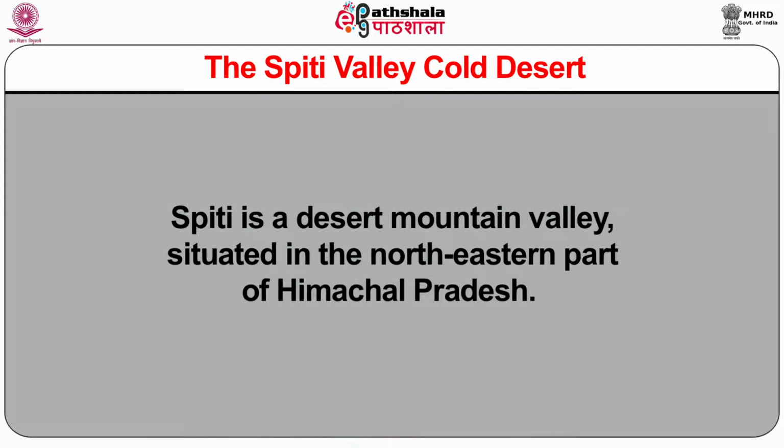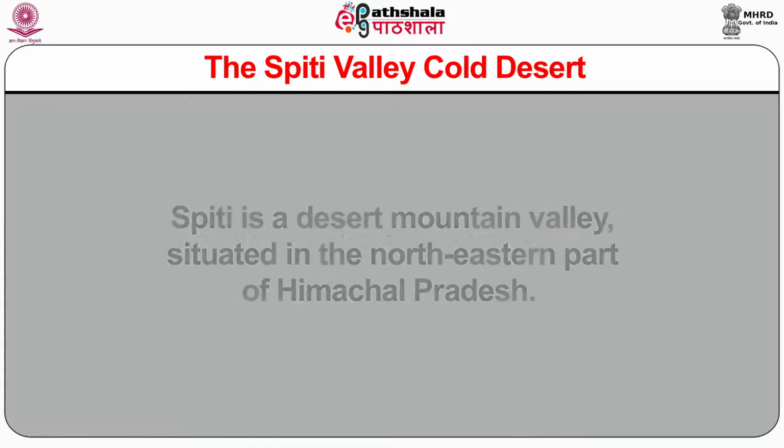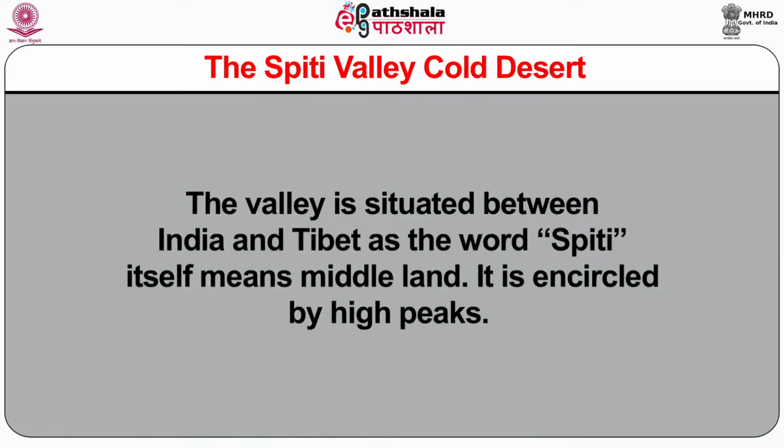The Spiti Valley cold desert. Spiti is a desert mountain valley situated in the northeastern part of Himachal Pradesh. The valley is situated between India and Tibet, as the word Spiti itself means middle land. It is encircled by high peaks.